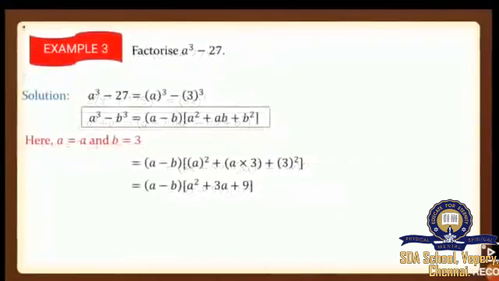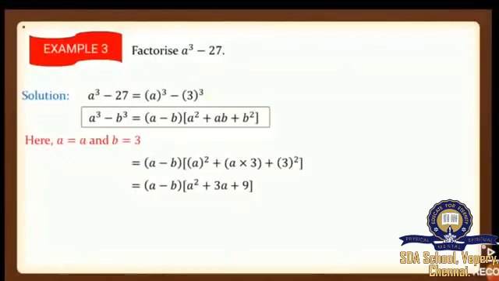So next is example 3. Factorize a cube minus 27. So the first term, a cube, we cannot factorize. So a cube and a the whole cube is a cube only. So similarly here, 27 you have. So 27 is 3 the whole cube. So 3 the whole cube is 27. So now if you observe this, this is in the form of a cube minus b cube.